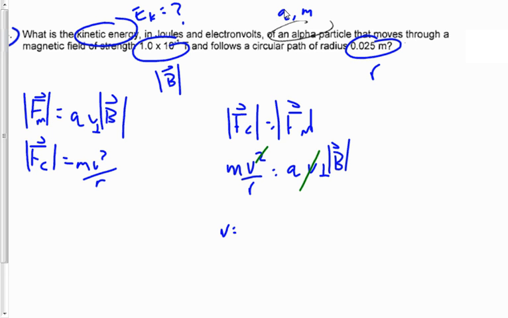Take the r up by multiplying. It becomes q times b times r. And then we're going to take the m down by dividing. Q, B, R over M. Let's see what we get for that.